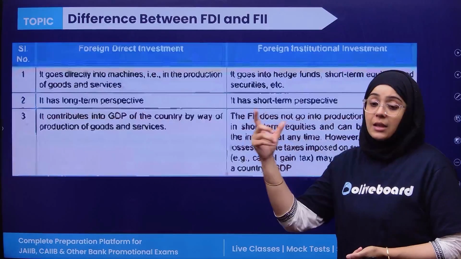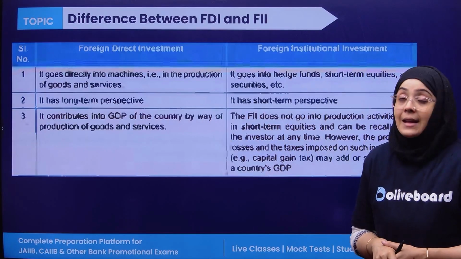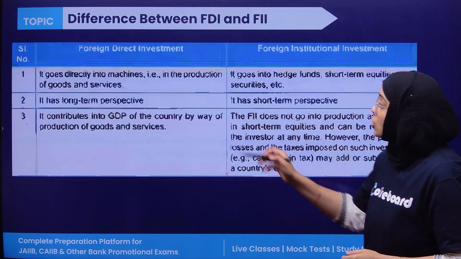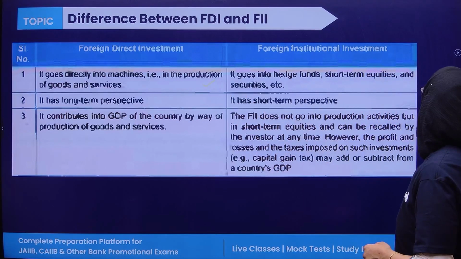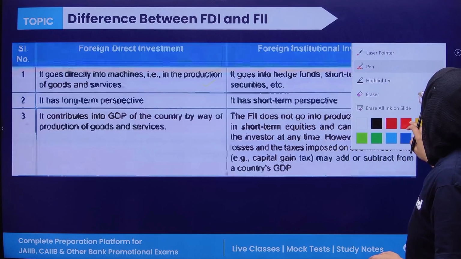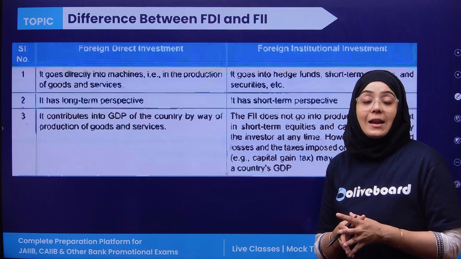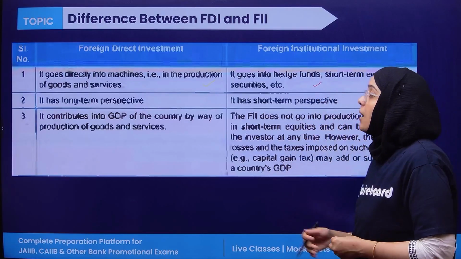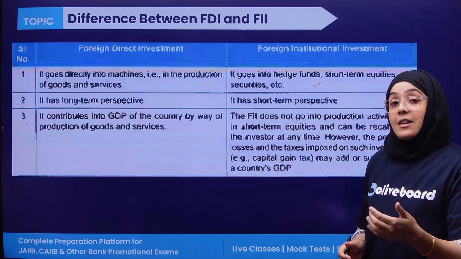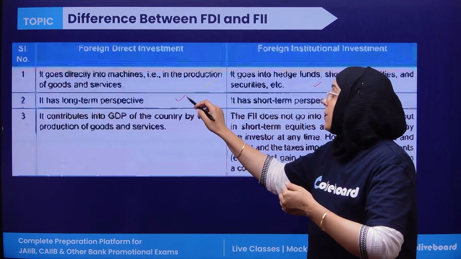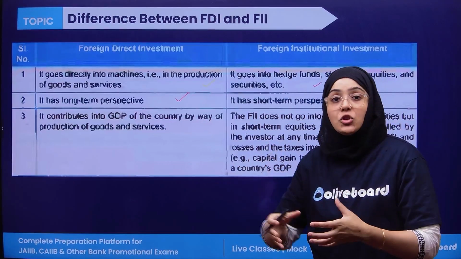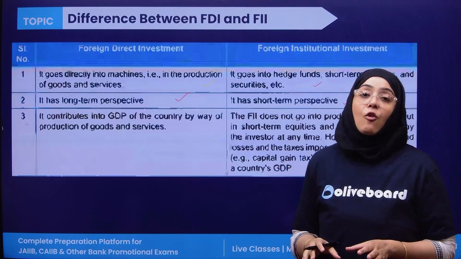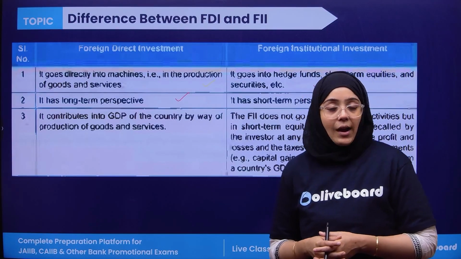Now, the difference between these two. First of all, FDI goes directly into the production of goods and services, whereas if you are investing in foreign institutional investment, you are just buying the equity shares and debentures of that company. FDI is done for the long term because you are taking the ownership of that particular company, whereas FIIs are done from a short term perspective, right?